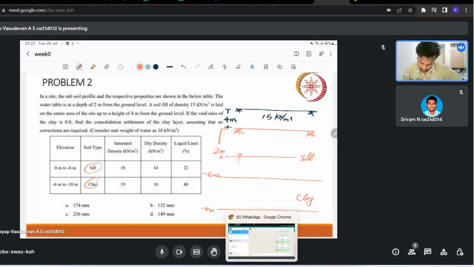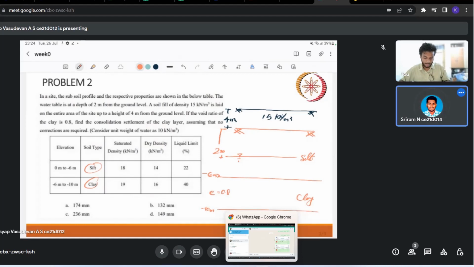So the question is, if the void ratio of the clay is 0.8, find the consolidation settlement of the clay layer, assuming that corrections are not required. And we can assume the unit weight of water as 10 kilonewton per meter cube. So, do you have any idea how to proceed for the problem?